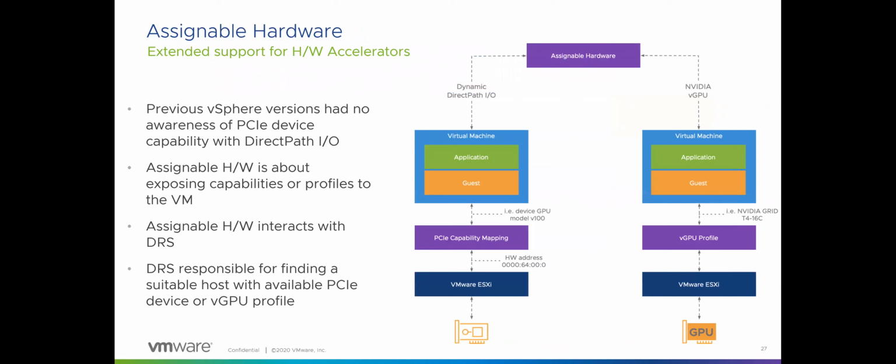Now, the beauty of this is, like I said, with dynamic direct path I/O, we have a certain capability that the virtual machine is configured with, right? And that is, for example, a GPU model V100, a Tesla V100 of Nvidia. Or when using Nvidia vGPU, it's a specific vGPU profile. Now, whatever is configured for that virtual machine, assignable hardware will now interact with DRS and find a suitable host to run this virtual machine. So it will check if a host has a specific device that adheres to the capability mapping that we configured the virtual machine with.